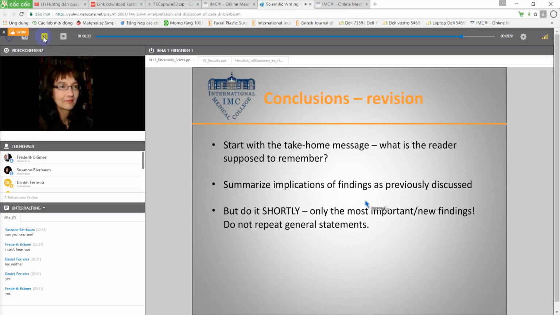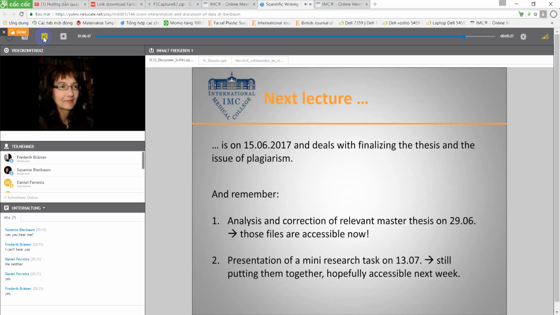Take-home message: yes, if of interest, you can do that, but do it shortly. Only the most important or interesting new findings, and do not repeat any type of general statement. You've already done that several times in the thesis, so it has no place in the results. It just takes up space. Okay, and that's basically what I wanted to say today regarding the results part.